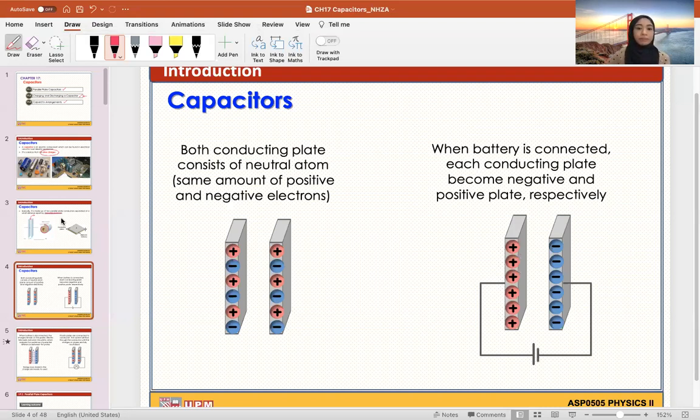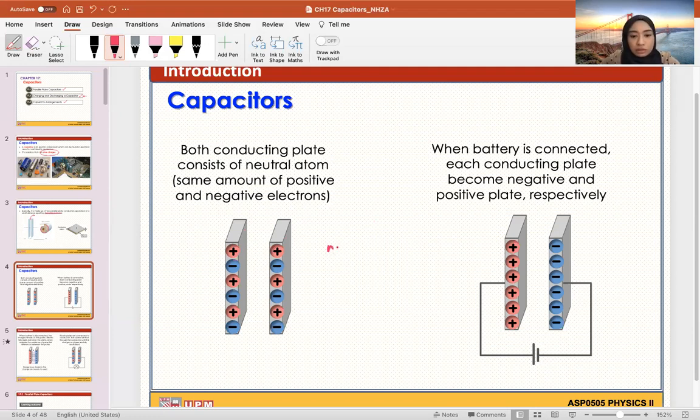Okay, so capacitors have two conducting plates that consist of neutral atoms. Am I still recording? Yes. Consists of neutral atoms. So if you have a plate, like a metal plate, when you're not doing anything to it, it is always in a neutral state. So let's say I'm holding a ruler. I am neutral. The ruler must also be neutral because I'm not doing anything to that ruler. When I'm not doing anything, it should always be in a neutral state.